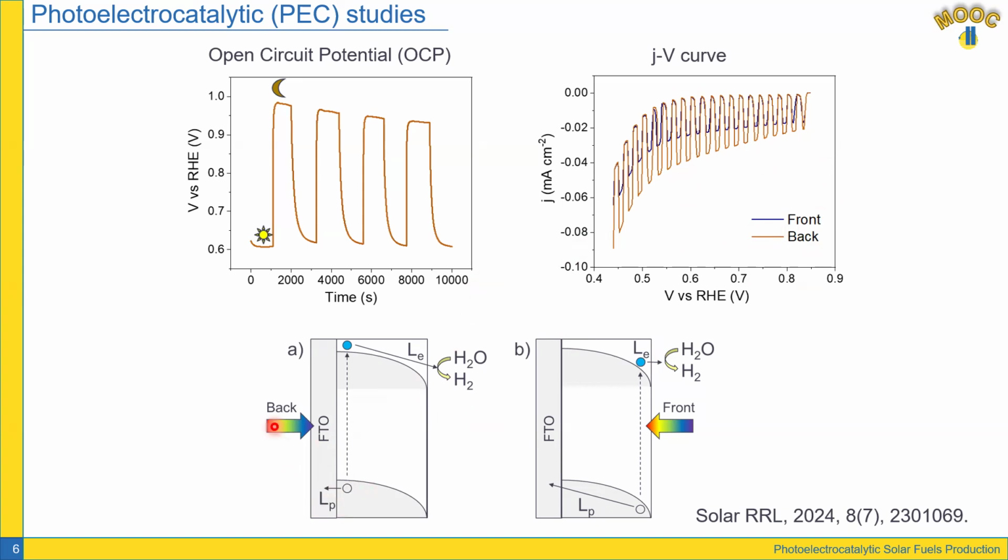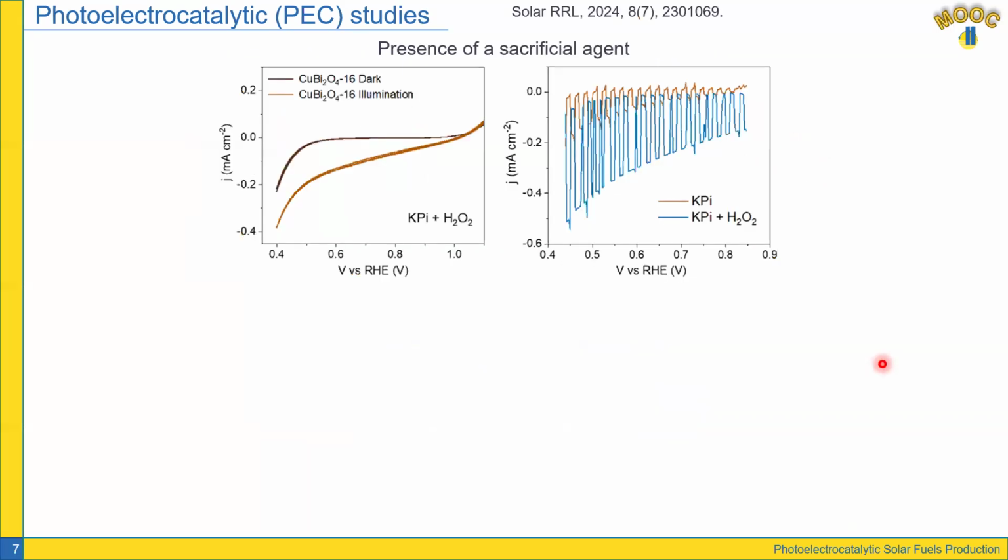performance of copper bismutate. If we now take a look at the response of this photocathode material in the presence of a sacrificial agent, we can look at these two graphs here. First of all, we have cyclic voltammetry, and here we have the same linear sweep voltammetry under chopped illumination.